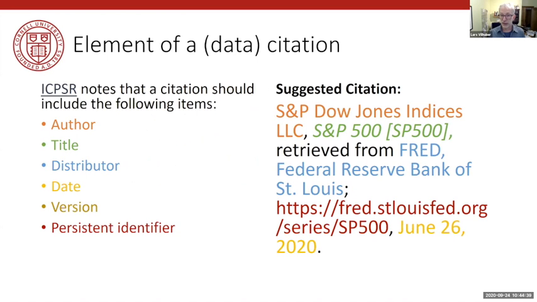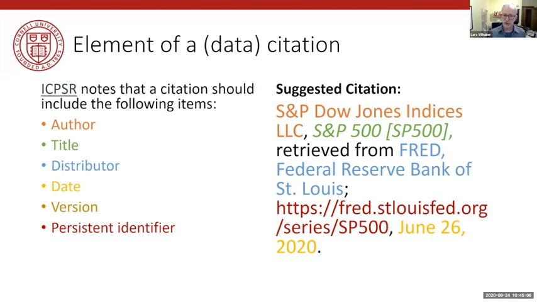So how do we translate that into data citations? Here's some practical advice. On the left is the list of items that ICPSR suggests a data citation have, right? Author, title, distributor, date, version, and a persistent identifier. That box in the archive has a persistent identifier. It's box 8, folder 9, right? Now, if you lose the paper that's in that, that might compromise the archive, but that's a different question, right?